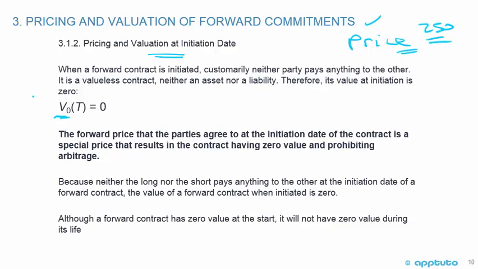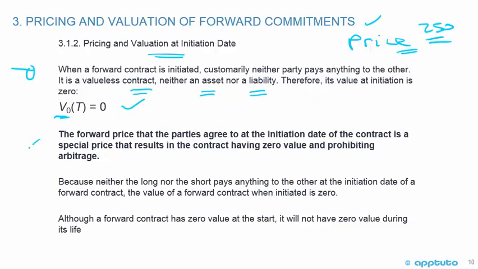Now we're moving on to the valuation at T0, and recall that when a forward contract is initiated, customarily neither party pays anything to the other. It is a valueless contract, neither an asset nor a liability, therefore its value at initiation is 0, okay?